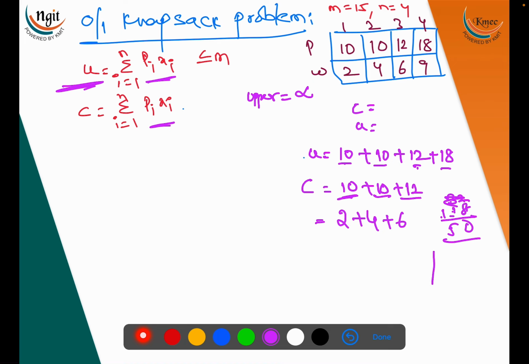Now let us assume that I have a knapsack. 2 plus 4 plus 6, 12 kgs I have used with X1, X2, X3. Now how can I place the total objects inside the bag? I cannot, right? Because I don't have the space. I have only 3 kgs of weight left to be used. But here the fourth item has 9 kgs of weight. So among this 9 kgs, I can take only 3. So that's why the cost function I am going to take with the fraction.